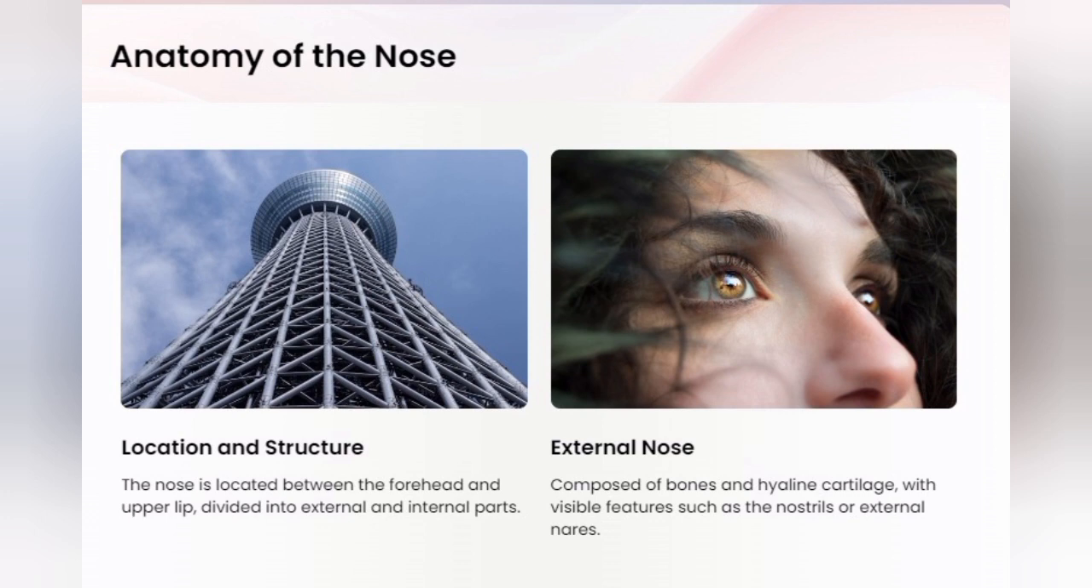Actually the nose has two structures, internal and external. The external nose is the visible part of the face and is formed by bones and hyaline cartilage. This cartilage includes septal cartilage, lateral cartilage and alar cartilage. There are two openings in your nose, right? The external openings are called nostrils. The nose is a specialized organ present between the forehead and the upper lip.